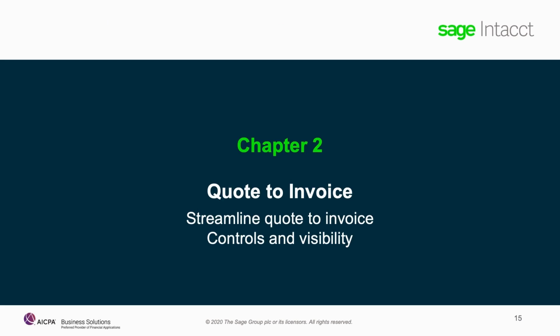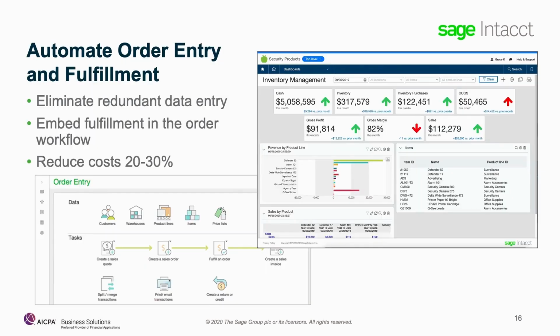In this chapter, we'll look at how Sage Intacct helps you streamline quote to invoice, while controls and visibility enhance effectiveness and decision making. Whatever it is you sell, our solution can streamline order entry and fulfillment processes with integrated transaction workflows, and will help keep your processes scalable when your business grows and you start selling other goods, do more business with your customers, and have more employees using the system.